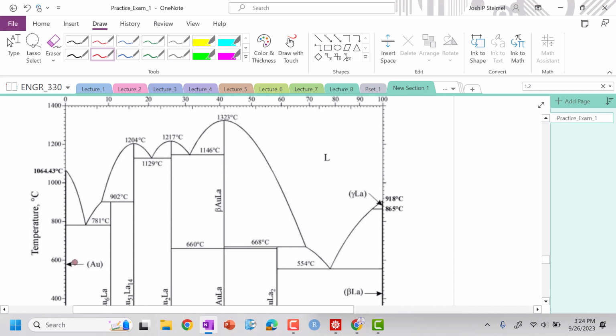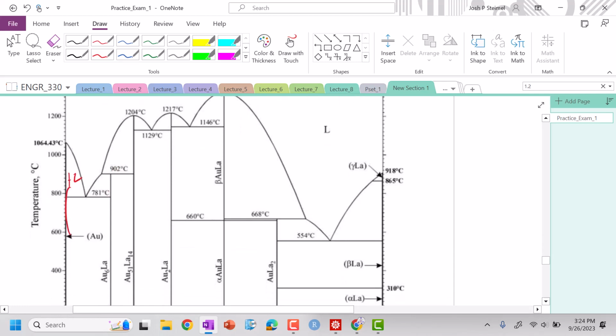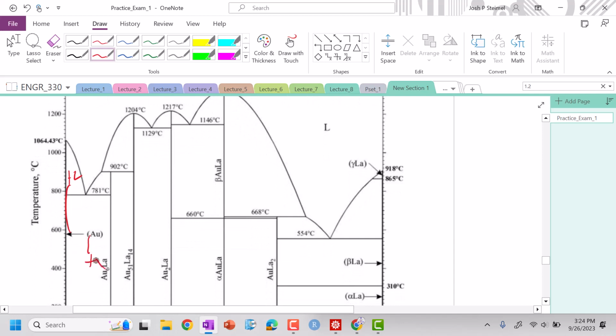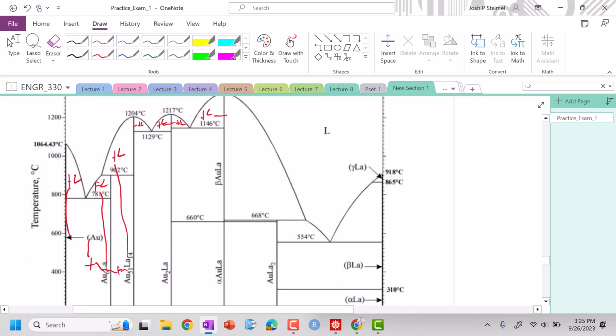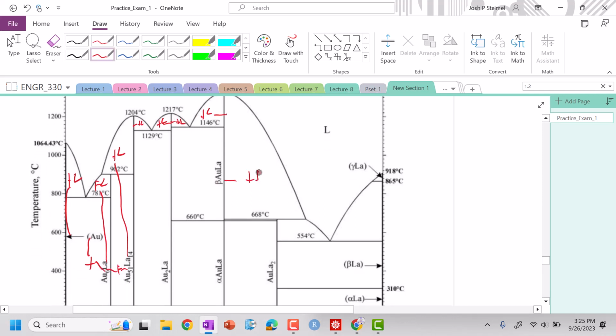So this is going to be Au plus liquid. This is going to be this plus this. This will be this plus liquid. This will be this plus this. This will be this plus liquid. This plus liquid. That phase there. This phase plus liquid.